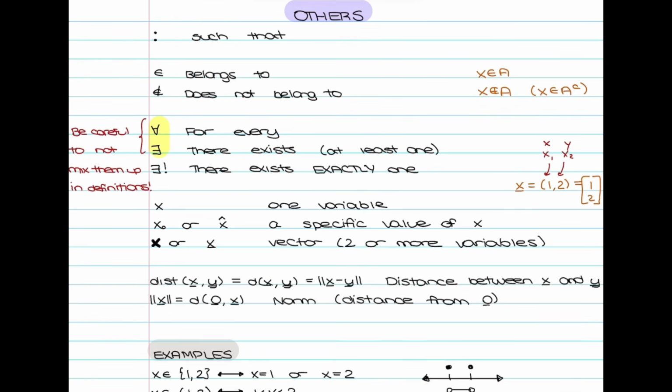Then we have distance, so usually they write dist of x comma y, or d of x comma y. You can also use this symbol, which is a norm. In that case, you have to write it as the norm of x minus y. And the norm, if we take the norm of x, it represents the distance between the null vector and the x vector, so from the origin to the x vector.